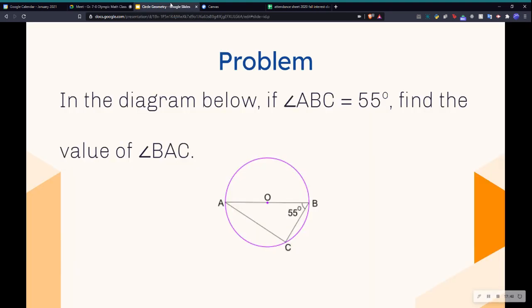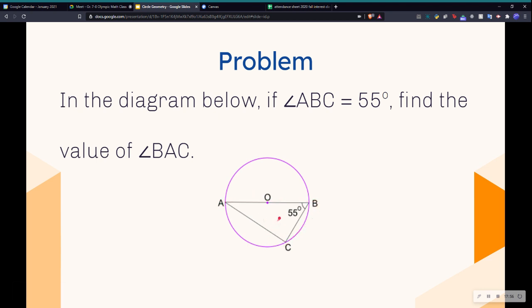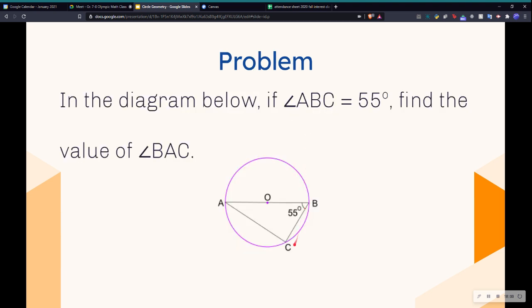Ooh, Bob says 35 degrees, which is correct. All right, I don't have to show it on the whiteboard. Should be fairly straightforward. So from the right angle theorem, we know that in this triangle ABC, angle C would be 90 degrees, right? From the right angle theorem, that angle right there is 90 degrees. So angle C is 90 degrees right here.